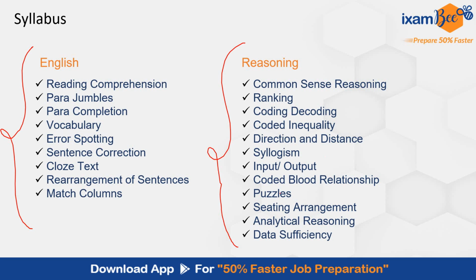In reasoning, you can start with coded blood relations, move to ranking, then direction distance. Puzzles and seating arrangements will have a lot of weightage. You can expect 4 to 5 puzzles or seating arrangement. That means 20 to 25 questions from this area itself.